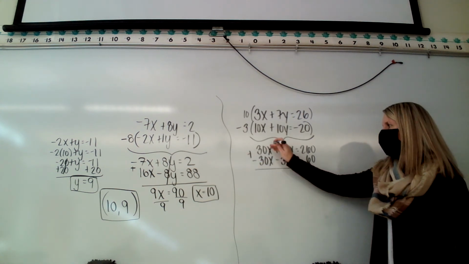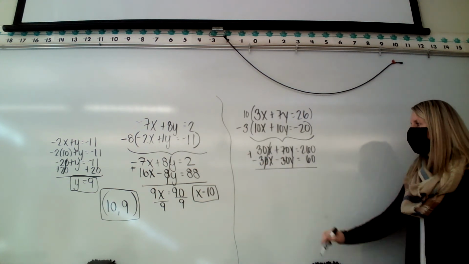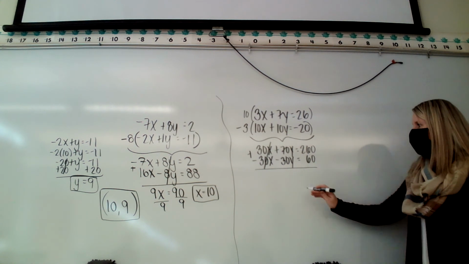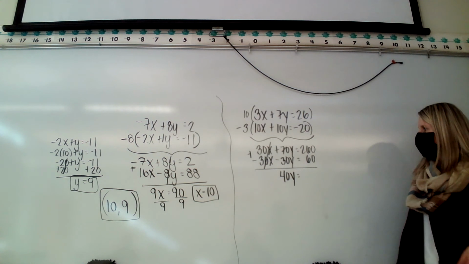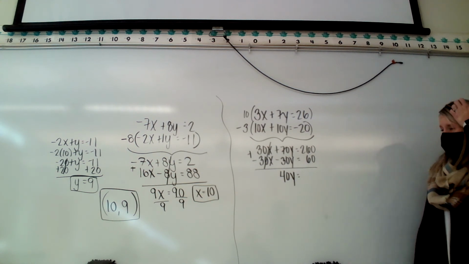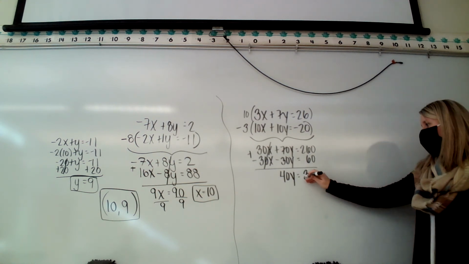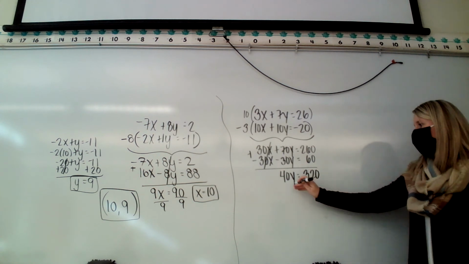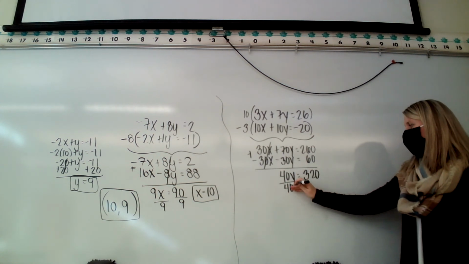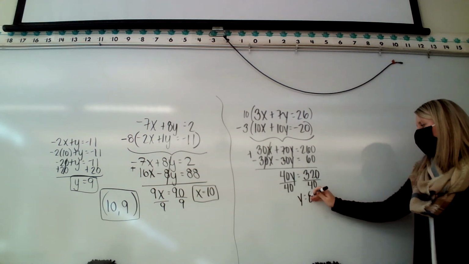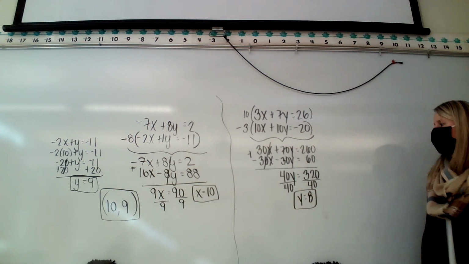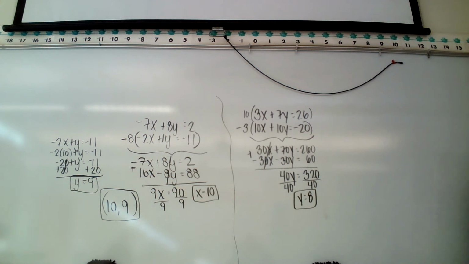30x plus negative 30x eliminates. That was my main goal. 70y plus negative 30y gives me 40y. And 260 plus 60 gives me 320. And if I divide both sides by 40, I'm going to get that y equals 8. So the numbers were a little bigger, but it really didn't make it that much harder. And remember, you can always use a calculator if you need it.